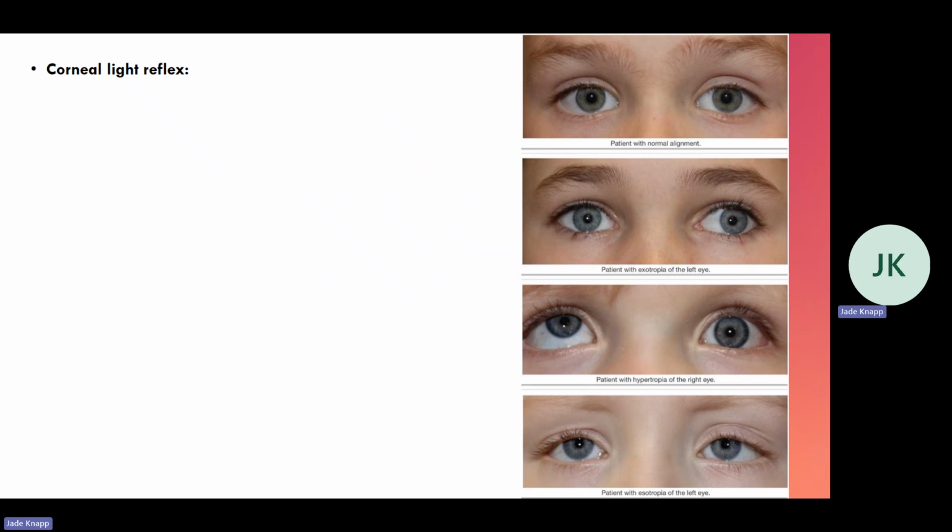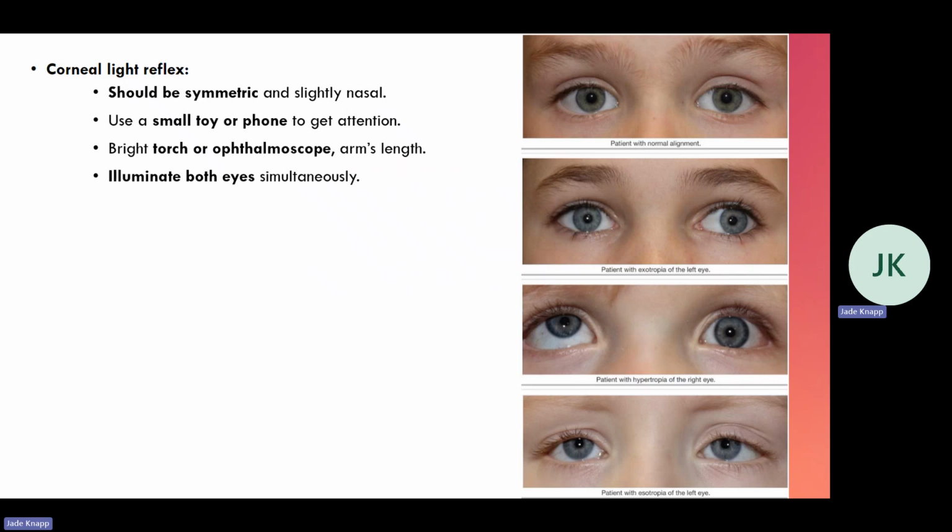The next one down, hypertropia, meaning the eye is turned up. Their right eye is turned up. And then an esotropia of the left eye in the bottom one, meaning the eye's turned in, the light reflex is more lateral or more temporal, right? So for very small turns, if you've got a big turn, like the third one down is a big turn, that's probably quite obvious, right? The hypertropia. But for smaller turns, this is a quick, useful sort of screening exam. Should be symmetric, slightly nasal, get their attention, torch or ophthalmoscope, and then again, both eyes simultaneously.